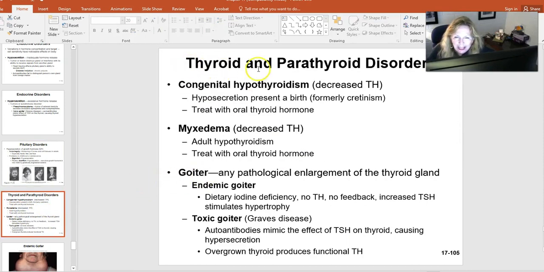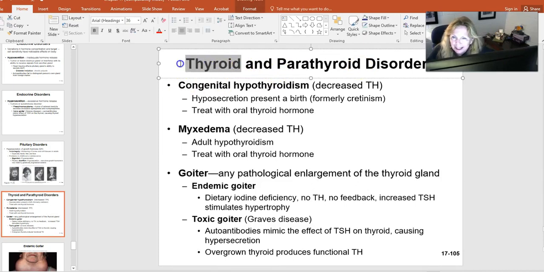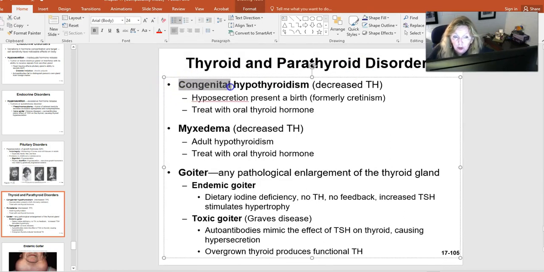So let's look at thyroid and parathyroid disorders. When we look at thyroid disorders, we know that that's the gland for metabolism. When we think of the word congenital, it means at birth. So congenital hypothyroidism is a decrease in those thyroid hormones T3 and T4.